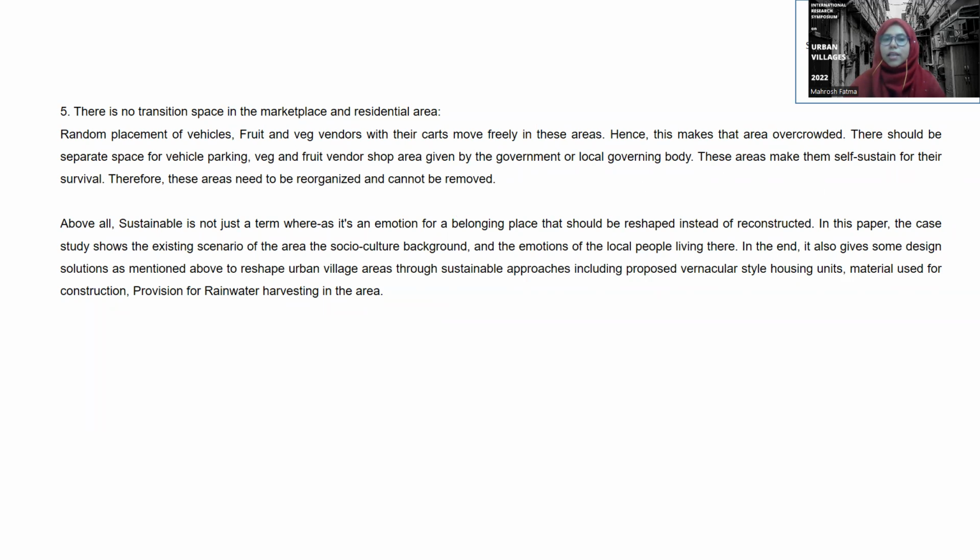Above all, sustainability is not just a term, whereas it's an emotion for a place of belonging that should be reshaped instead of reconstructed. In this paper, the case study shows the existing scenario of the area and the social and cultural background and the emotion of local people living there. In the end, it also gives some design solutions as mentioned above and reshapes the urban village area through sustainable approaches, including a proposed vernacular style housing unit, materials used for construction, and provision for rainwater harvesting.